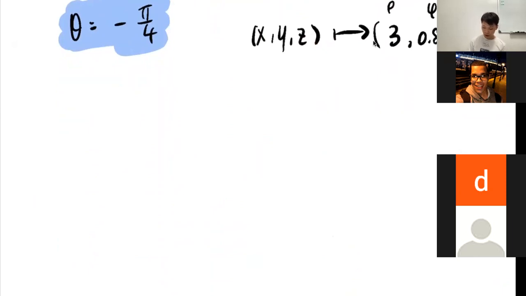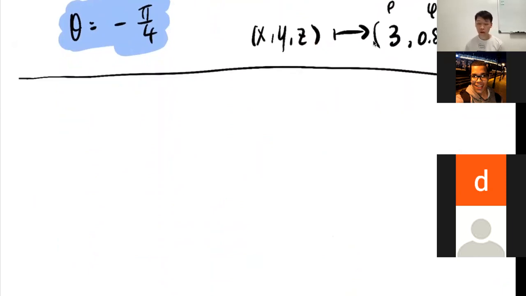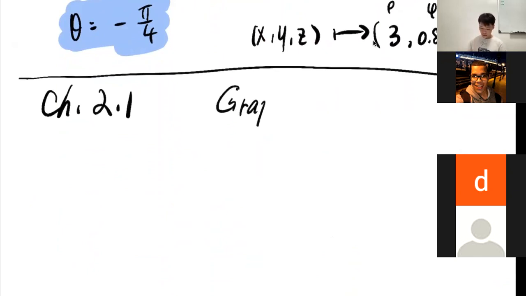Okay. So now let's move on. We still have about 1 hour, I think that's enough time. Chapter 2.1, graphs of functions.